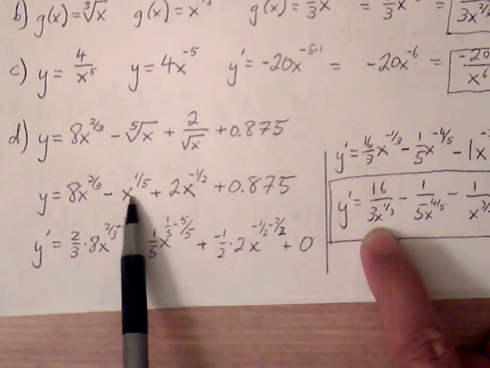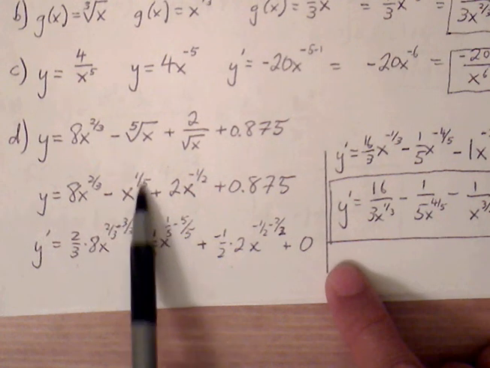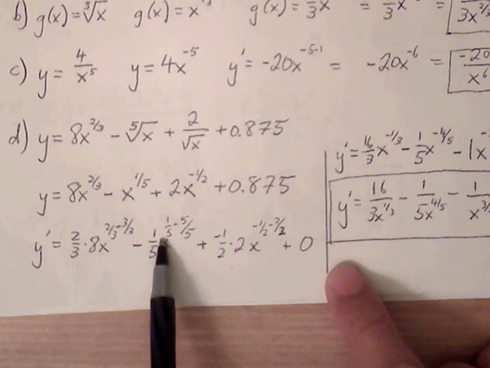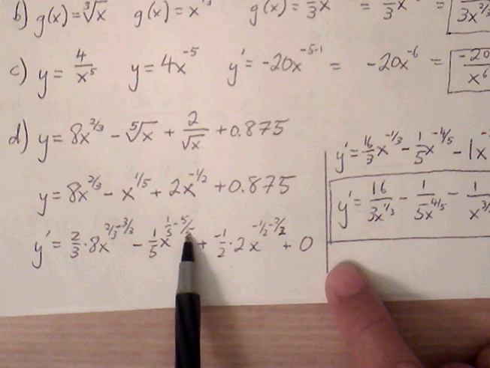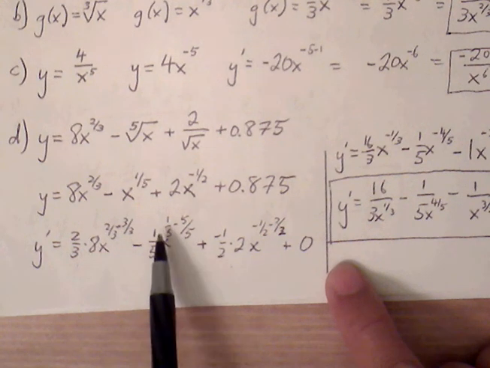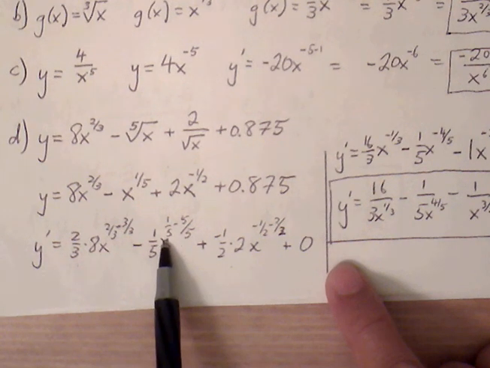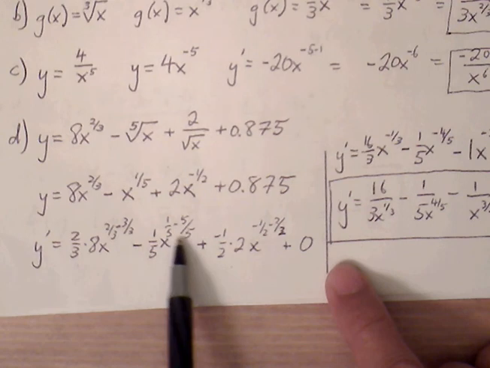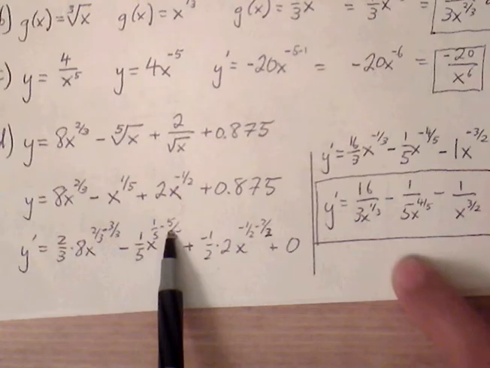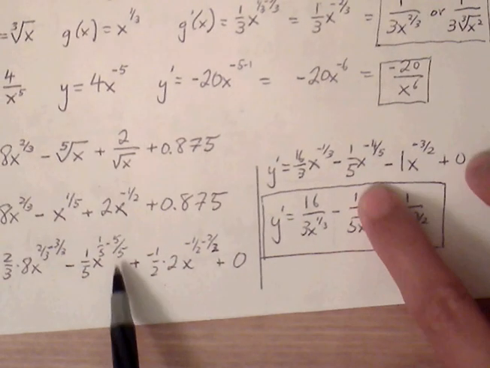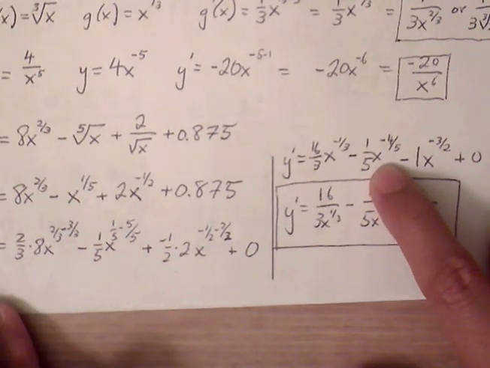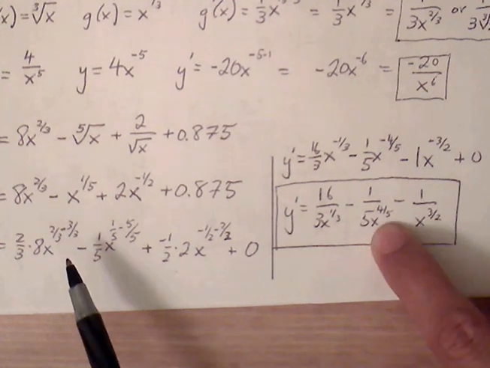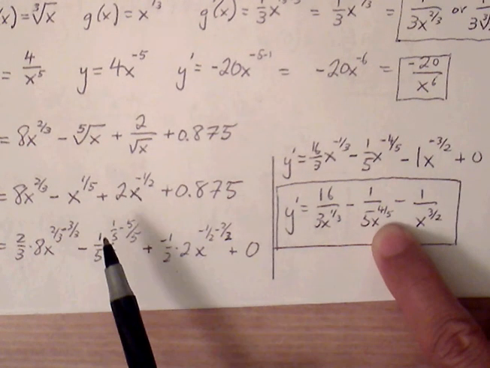Okay, next variable, x to the 1/5 becomes 1/5 x to the, and then we subtract 1 from the exponent. 1/5 minus 1, the same thing as 1/5 minus 5 over 5. Common denominator, and then 1 minus 5 is negative 4. So then we get negative 1/5 x to the negative 4/5, and then that cleans up to be negative 1 over 5 x to the 4/5.